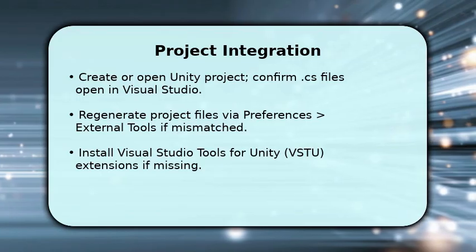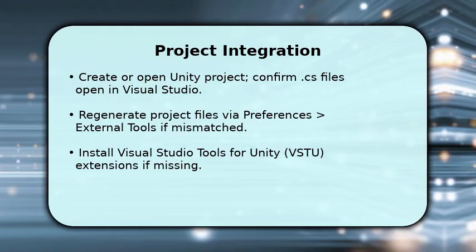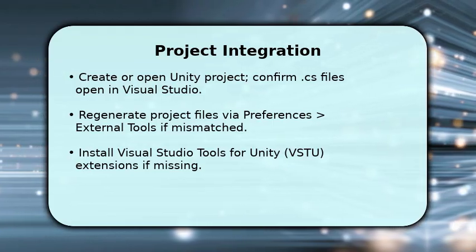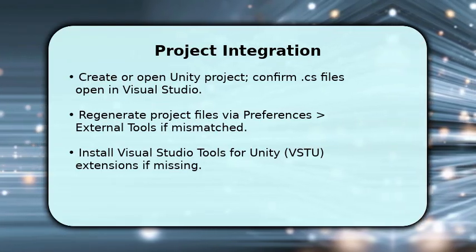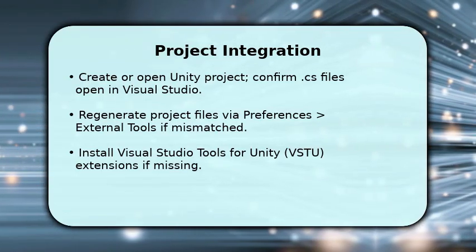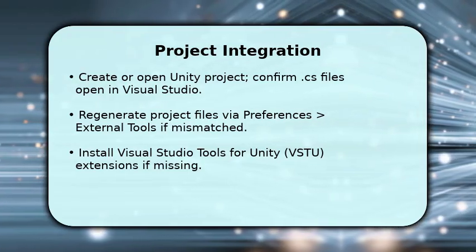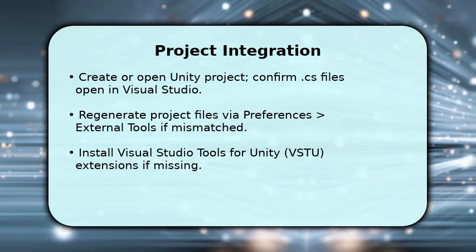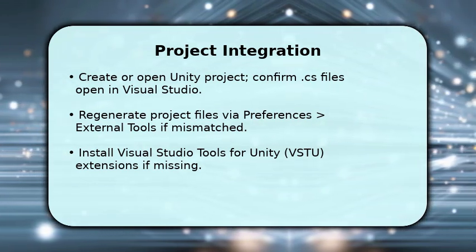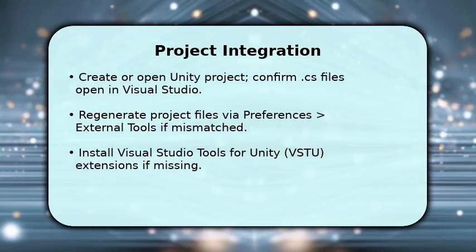If files open elsewhere or IntelliSense fails, go to Unity Preferences, External Tools, and click Regenerate Project Files to rebuild SLN and CSPROJ files. Make sure Visual Studio has Visual Studio Tools for Unity enabled. If IntelliSense still lags, close both apps and reopen the project so the editor and IDE re-establish their cache and symbol indexing. This fixes most mid-process integration issues.